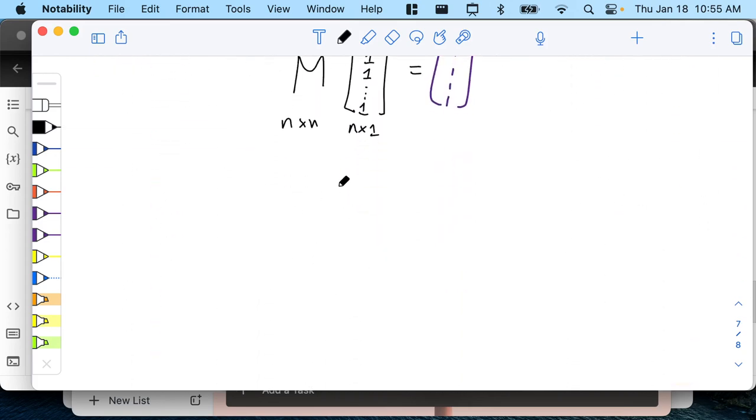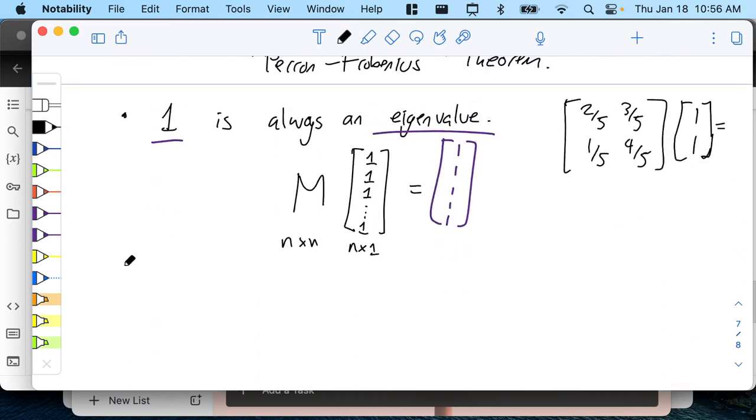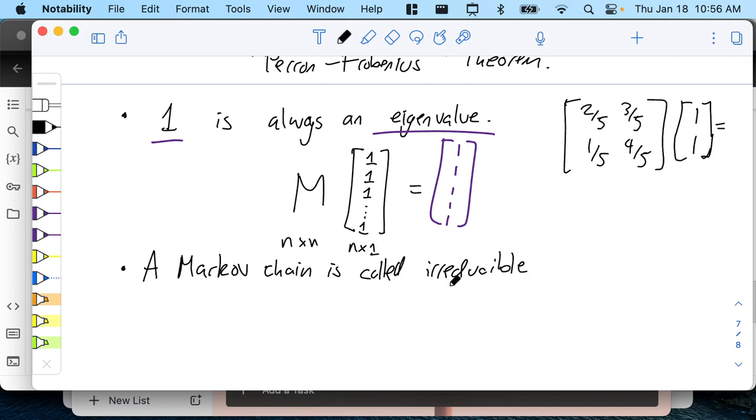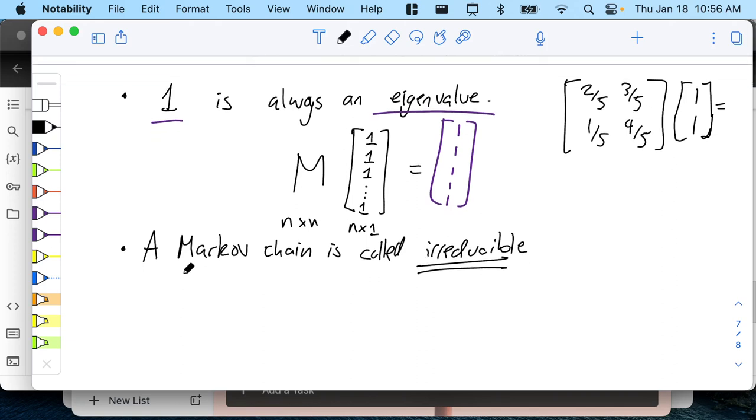And the way we deal with this is we have a notion of irreducible. So a Markov chain is called irreducible. When it's irreducible, it has only one eigenvector of eigenvalue 1. Irreducible means every state can get to every other state. And so I'll draw you a little picture to see what this means.